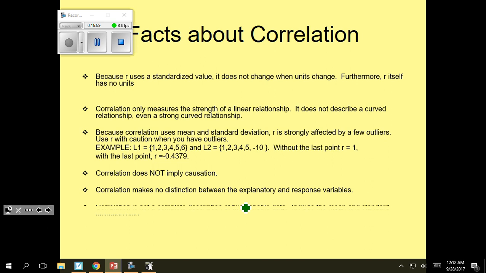Finally, correlation isn't a complete description of the two variable data. If we have two variable data, go ahead and tell us what the mean and the standard deviation are. Those are appropriate things to include in a conversation about correlation.